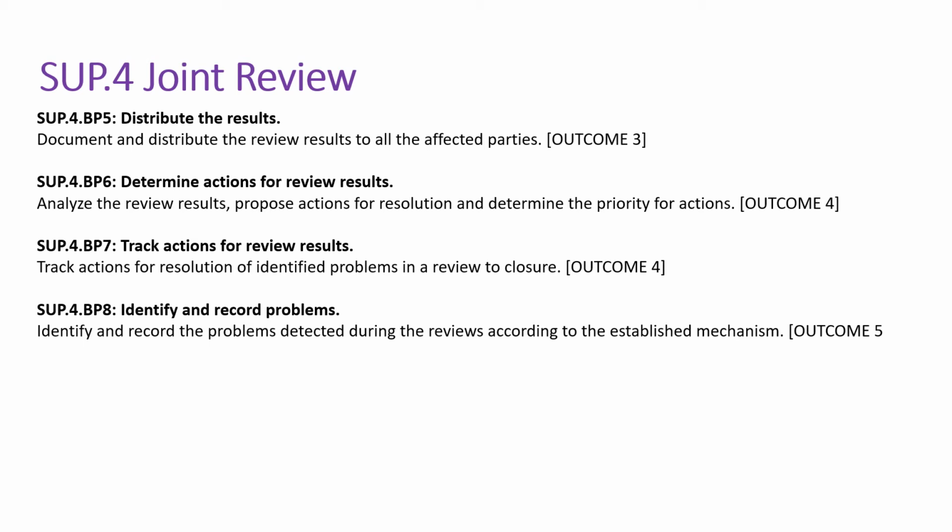And BP7 talks about track actions for review results. So you need to track each and every review result and its corresponding action item to closure. Okay, identify and record problems. So identify and record the problems detected during the reviews according to the established mechanism. So your joint review outcome may be a review log also. Sometimes the action items will be the outcome, sometimes a review log or a query log will be an outcome. So you need to record everything, and you need to track it to closure.